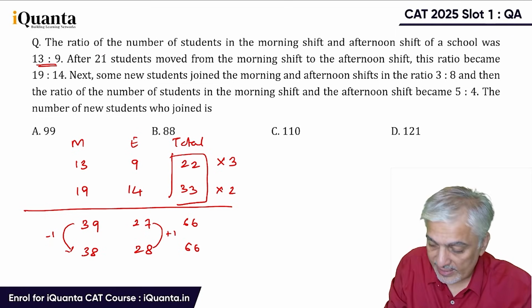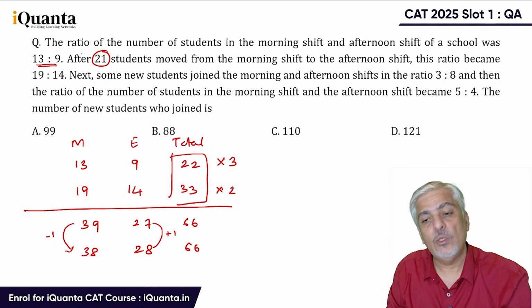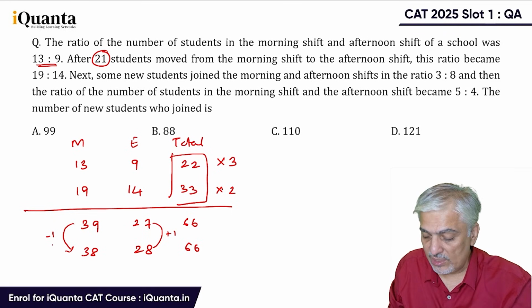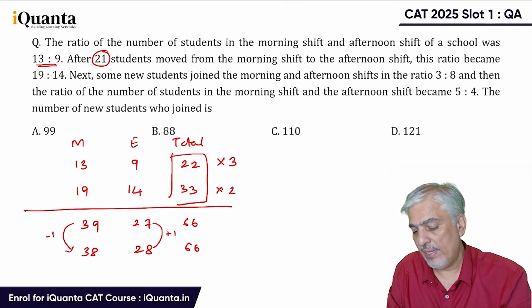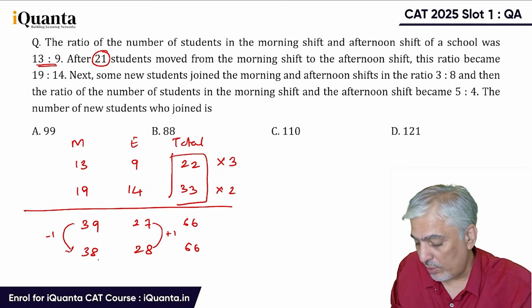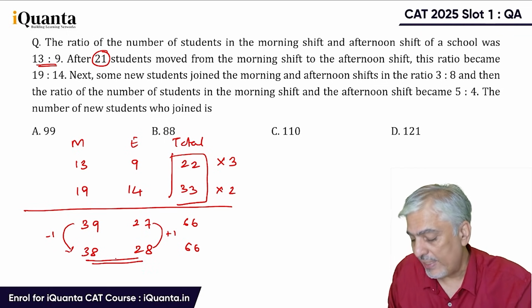But really they had said 21 students shifted, which means this 1 is as good as 21. To make that 21, everything will have to be multiplied by 21. Anyway, we don't want to find the initial number of students. We want to find what happened afterwards. So multiply these both by 21.